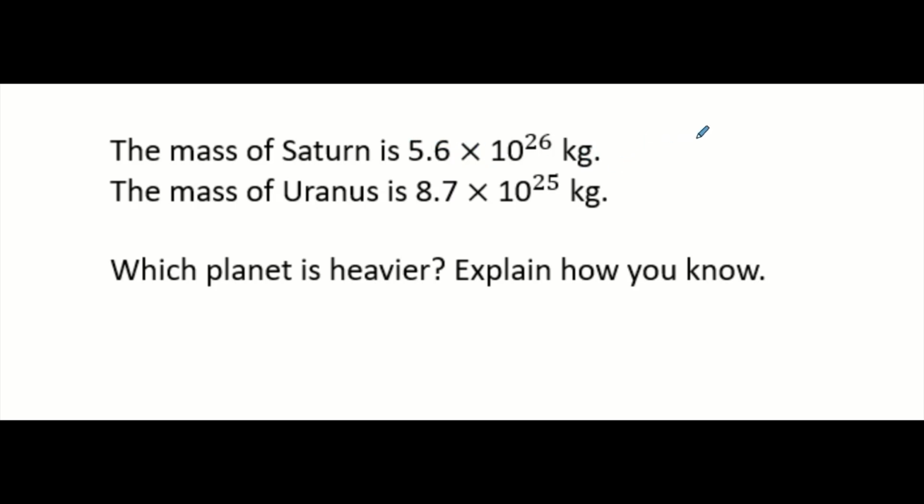It's a bit like saying, compare the numbers 560 to 87. So even though 5 is smaller than 8, because it's in the hundreds place rather than the tens place, 560 is bigger than 87. This is what we've got, but with a whole load more zeros afterwards, but still the 5 is in the next column along from the 8, so Saturn is the heavier planet.